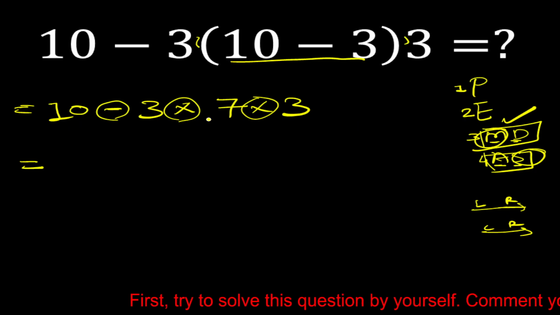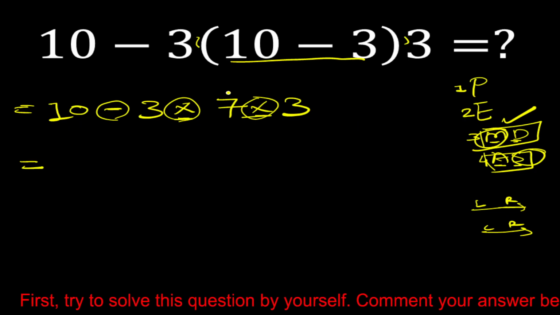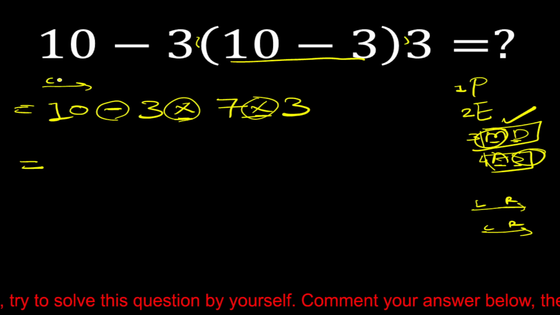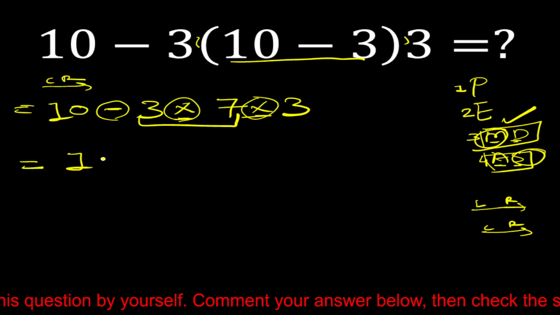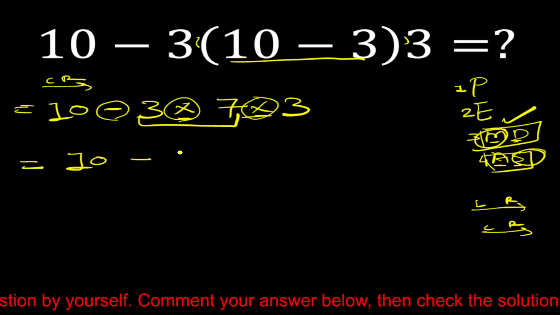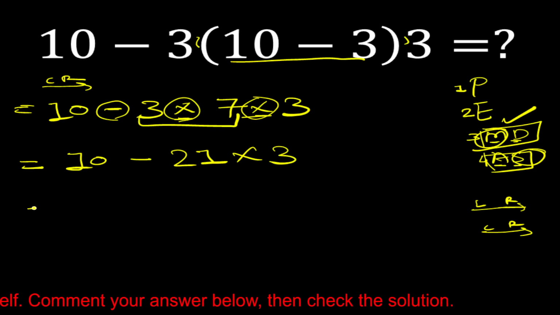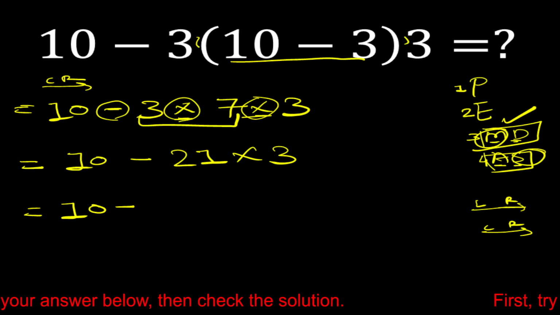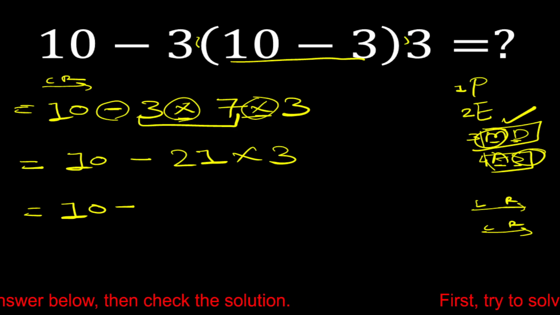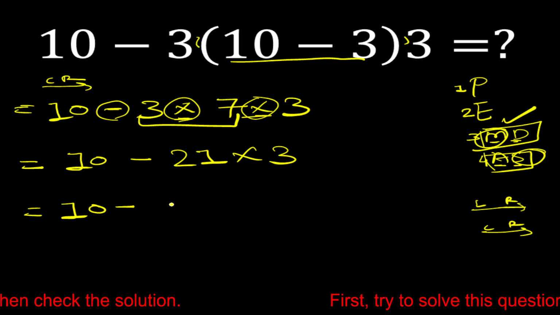First we have to solve multiplication, but here is one multiplication and here is two multiplication. Both have equal priority. So we have to solve it from left to right. So first we have to solve this part. Okay. So 10 minus 3 multiply 7 is equal to 21 multiply 3 is equal to now 10 minus 21 multiply 3. Okay. So 21 multiply 3 is equal to 63.